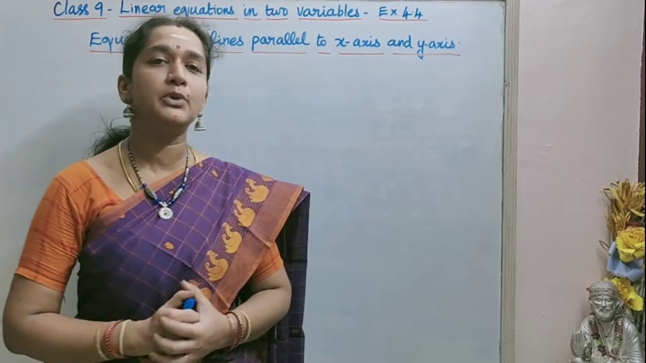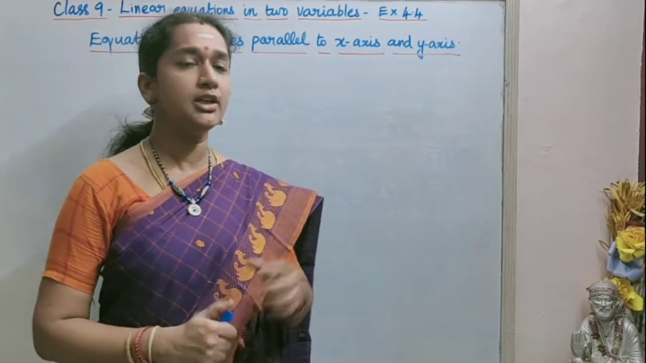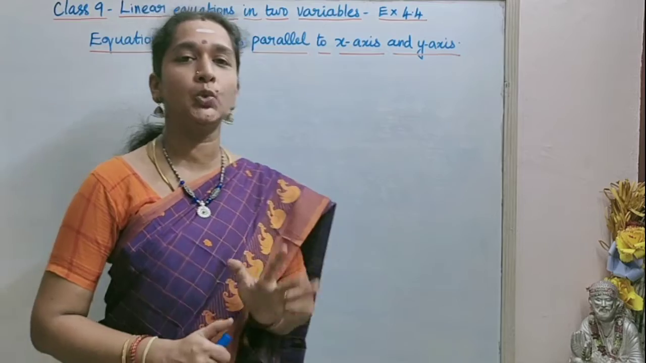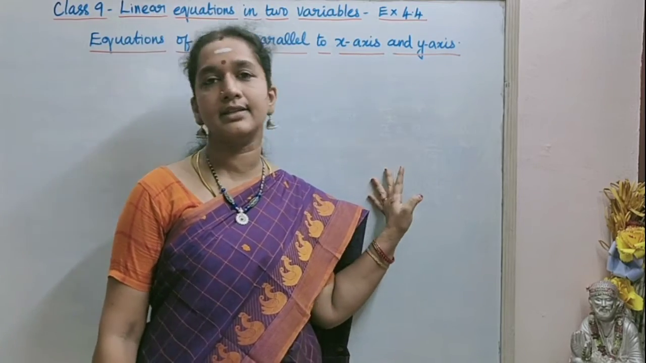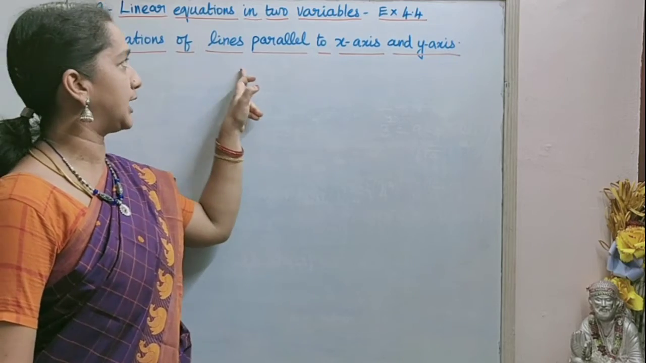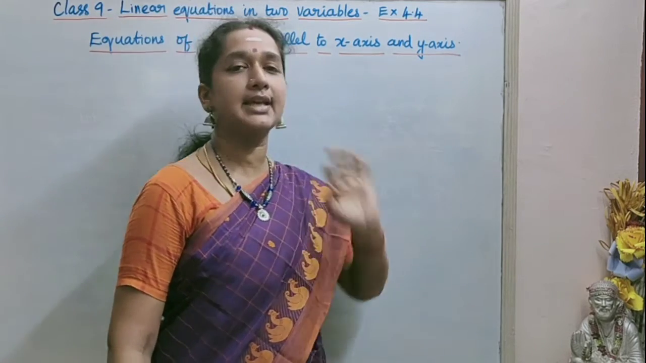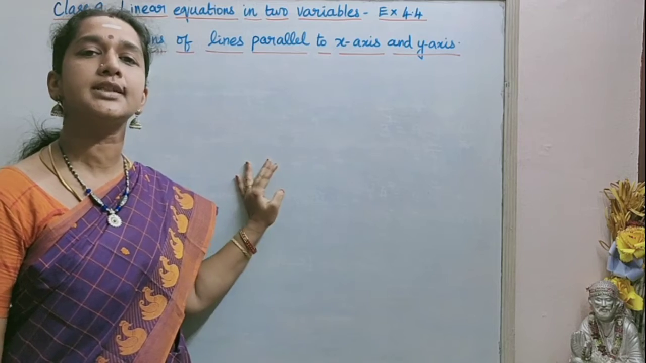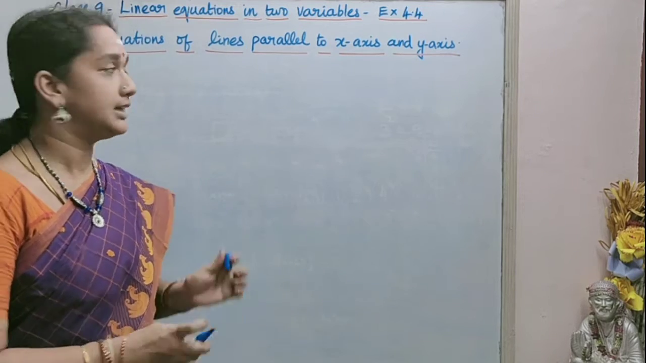In this class I will be doing class 9 CBSE syllabus, 4th chapter, linear equation in two variables. This is the last exercise in that chapter. So we have equations of lines parallel to x-axis and y-axis. About this we are going to see in this exercise.